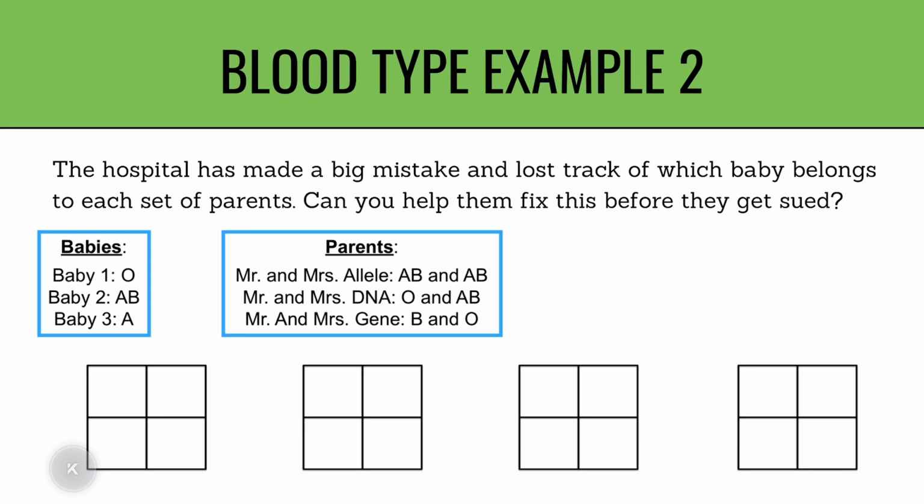So let's start off with the alleles. So the alleles are blood type AB and AB. AB is one of the ones that only has one genotype option, so I can feel very confident that this is their Punnett square.